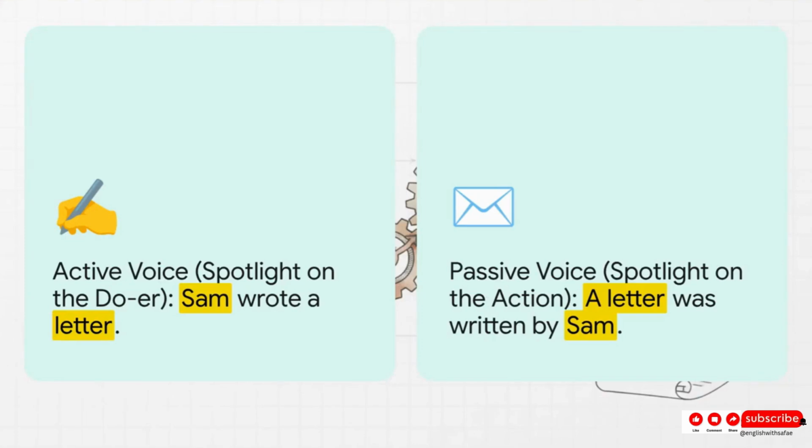And check this out. This simple example shows that shift perfectly. In the active sentence, Sam wrote a letter. Who's the star of the show? Sam is. The spotlight is right on him. But in the passive version, a letter was written by Sam. The letter itself moves to center stage. See how that works? Our focus shifts to the thing that received the action.